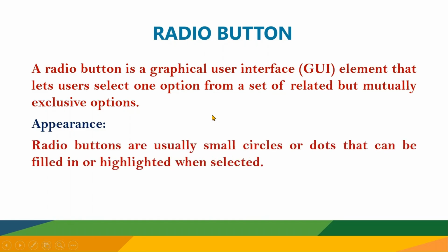Now, what is the appearance of the radio button? Radio buttons are usually small circles or dots that can be filled in or highlighted when selected. You can see the appearance here. You have option A, option B, option C, and option D. Once option A is selected, the other three are automatically deselected. If I select option B, options A, C, and D get deselected. If I select option D, the other three get deselected. So only one option from the group needs to be selected.